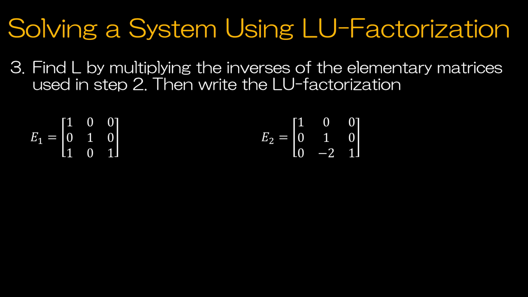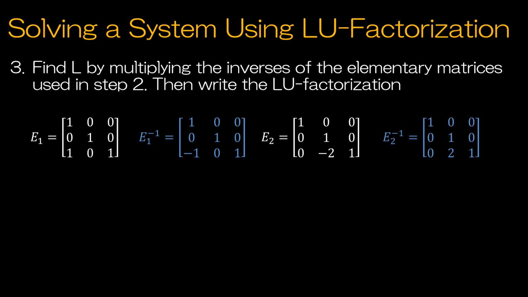Step 3, I'm going to find L by multiplying by the inverses of the elementary matrices used in step 2. So I've recopied those matrices here, but again, I encourage you to use a matrix calculator to find those inverses. So the inverse of E1 and the inverse of E2, I just used a matrix calculator to find those. If you want to do the work the long way, feel free. There's just already a lot of steps involved, so using a calculator for this portion is just fine.